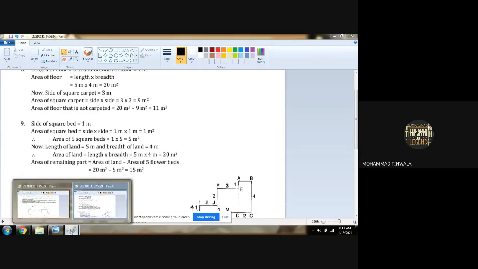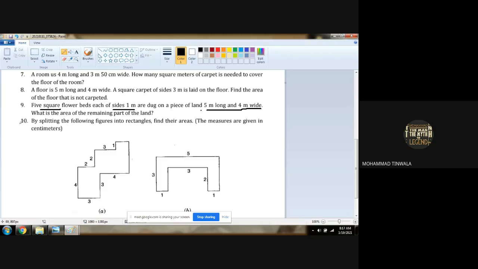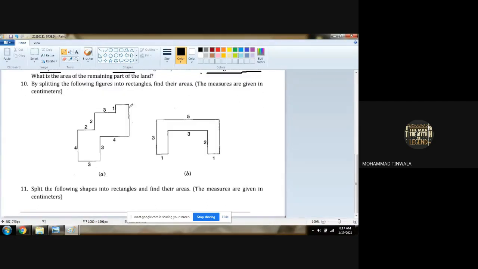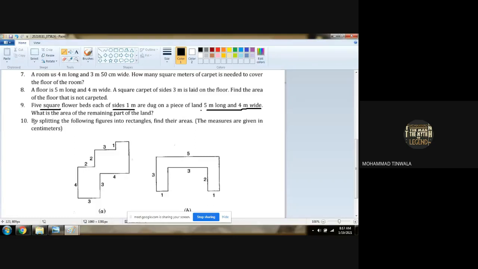Chalo, question number 10. Who will read this? By splitting the following figure into rectangles, find their areas. The measures are given in centimeters. 1, 3, 2, 2, everything written is in centimeters. By splitting the following figures into rectangles, find their areas. We have to split the figure into rectangles. Is that clear? And we have to find the area of the rectangles.